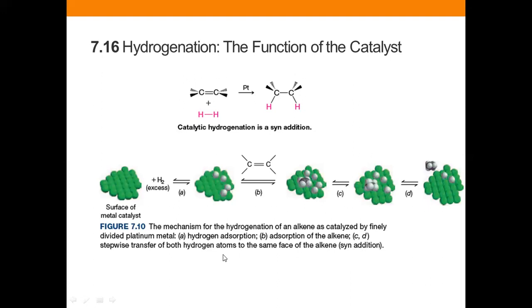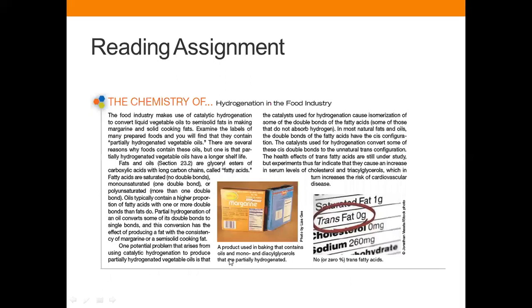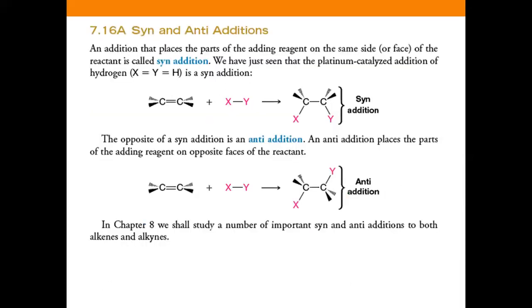So this is a stepwise transfer of both hydrogen atoms to the same face, so that can be the syn addition. Okay, so an addition that places the parts of the adding reagent on the same side, we call that a syn addition. Like, say, for example, you have an XY and you have a double bond. When the XY, these two atoms, are added on the same side of your reactant, we call this a syn addition. When they are added on the opposite side, we call this an anti-addition.